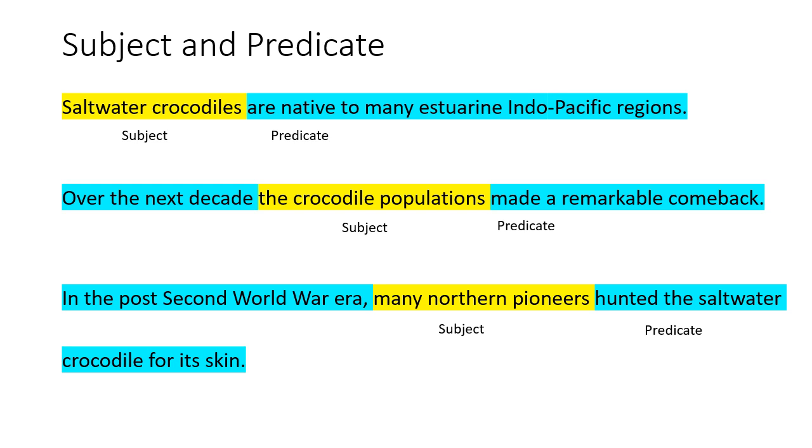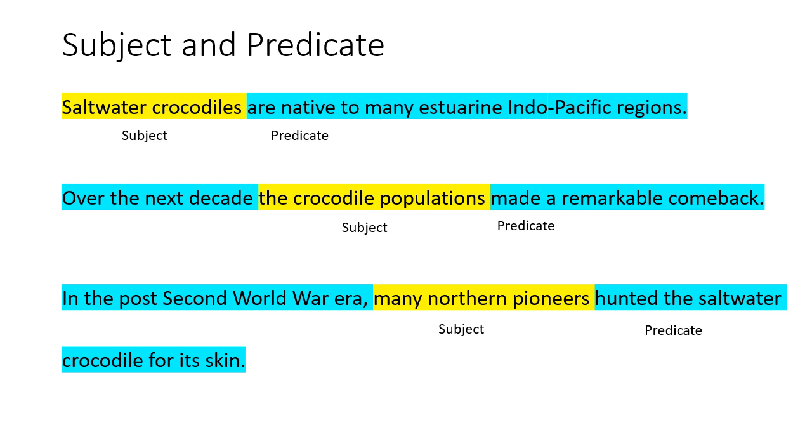The predicate, on the other hand, is the part containing a finite verb, which says something about the subject. Examples are the parts highlighted in turquoise in the sentences on your screen: are native to many Indo-Pacific regions in sentence 1, made a remarkable comeback over the next decade in sentence 2, and hunted the saltwater crocodile for its skin in the post-Second World War era in sentence 3, each of which makes a statement about its subject.